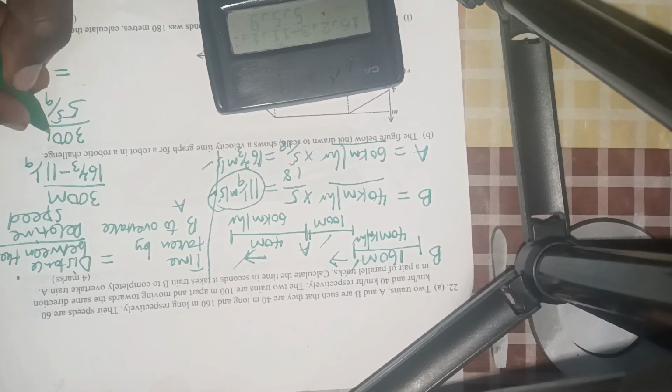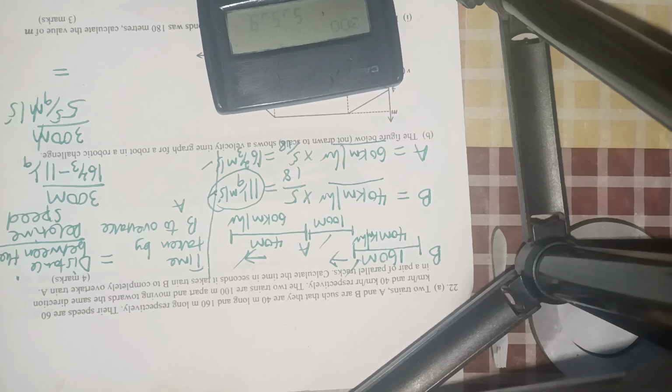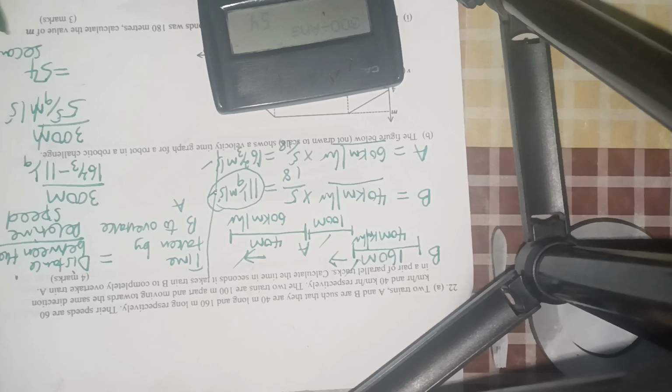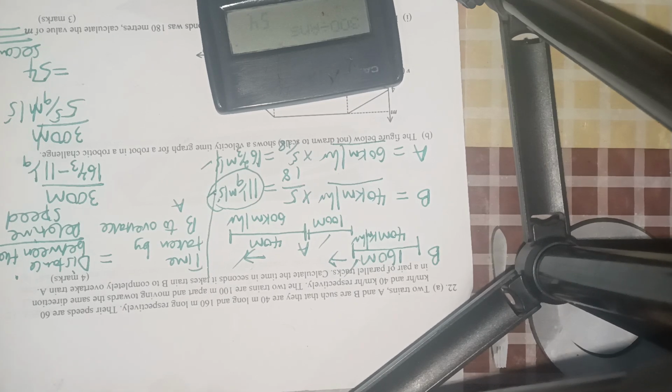So this is meters and this is meters per second, and meters will disappear. So 300 divided by the answer gives us 54 seconds. So it will take train B 54 seconds to completely overtake train A. If they are moving in parallel tracks and, of course, in the same direction, and they're moving at different speeds, where train B is moving at a slightly lower speed than train A, so it might take a longer period of time for it to completely overtake train A. And it will actually take a whopping 54 seconds to completely overtake train A.